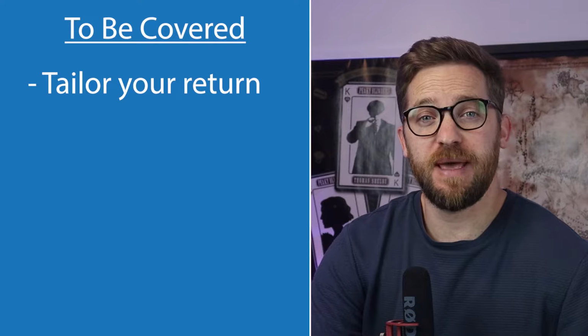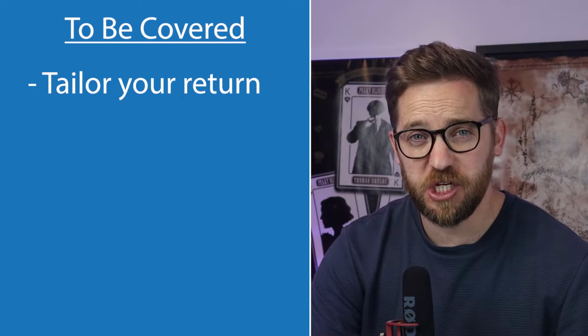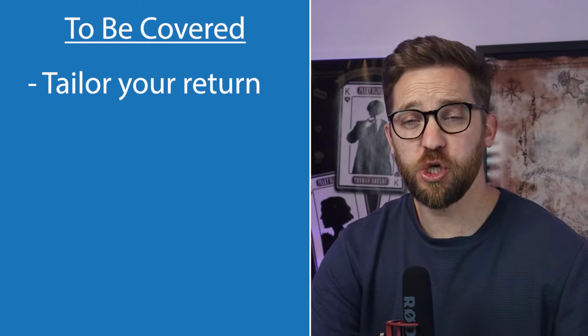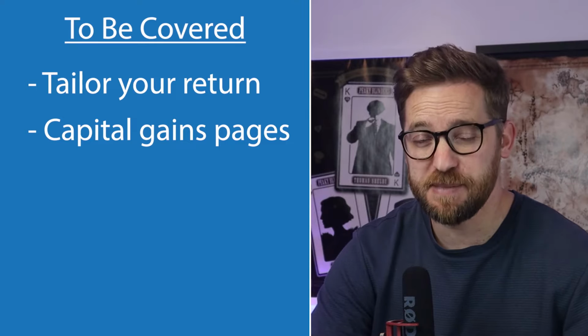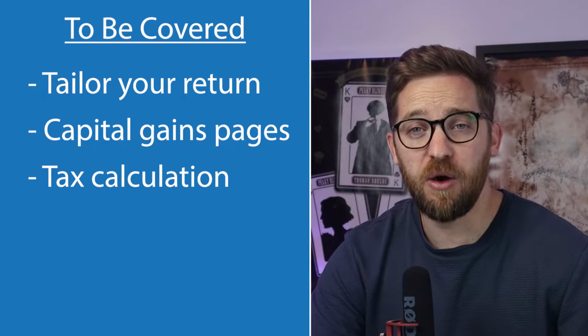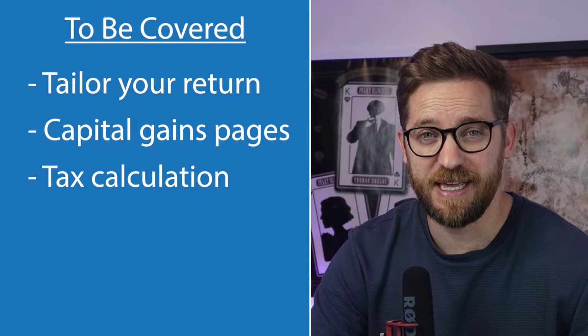Today I'm going to be showing you how to declare a capital gain on the 23-24 self-assessment tax return, and it should take me no more than 15 minutes. To do this, I'm going to show you the entries that you'll need to make under the Tailor Your Return section of the self-assessment. I'll then show you how to complete the capital gains pages, and I'm going to show you how the tax liability is then being calculated.